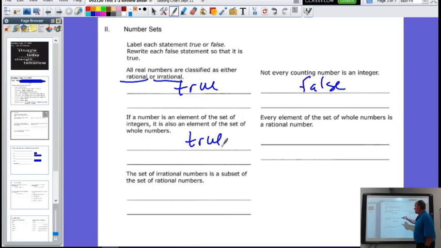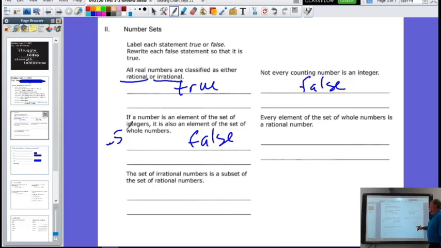If a number is a set, well, actually, no, take that back. Hold on, just read it wrong there. Okay, it says, if a number is an element of the set of integers, is it also an element of the set of whole numbers? And that is false. Because if I were to give you a -5, that is a member of the integer set, but it's not a member of the whole number set.